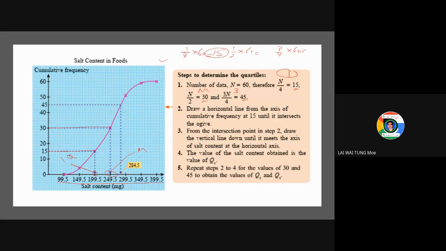So how do we find this value, 284.5? If you notice, the first quartile and the median landed exactly on the upper boundary, so you can directly read from the upper boundary. But this one did not land exactly on the upper boundary. I think it's on the seventh box after 249. So how to find this one?